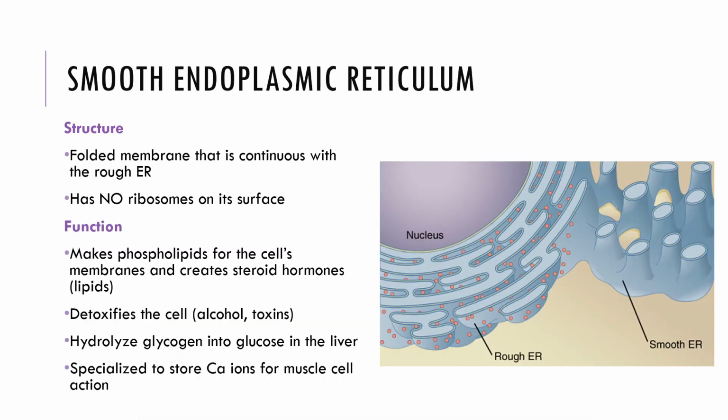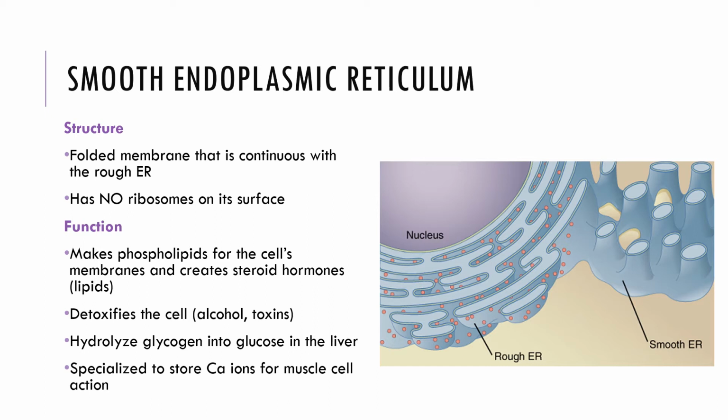Now, the smooth endoplasmic reticulum is part of the rough ER. It's an extension of the rough ER. So we're still dealing with a continuation of the membrane from the nucleus. Now, this one has no ribosomes on its surface, though. That's why it's called smooth. Its job is to make phospholipids for the cell membrane. It also creates other lipids like hormones.